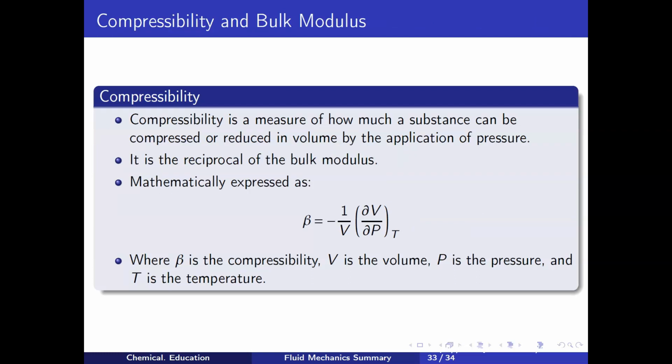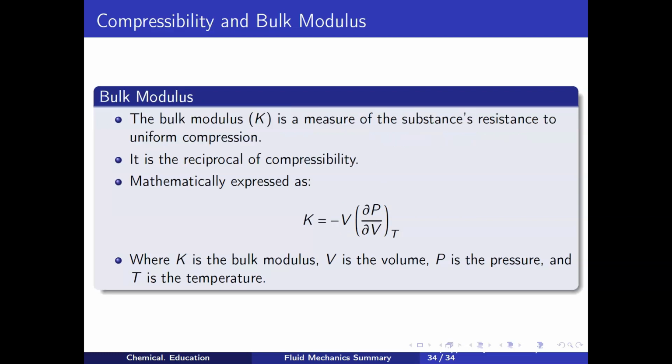Now, compressibility. Compressibility is a measure of how much a substance can be compressed or reduced in volume by the application of pressure. It is the reciprocal of the bulk modulus, mathematically expressed as β. β is compressibility, that is, negative of 1/V (∂V/∂P) at constant temperature, where β is the compressibility, V is the volume, P is the pressure and T is the temperature.